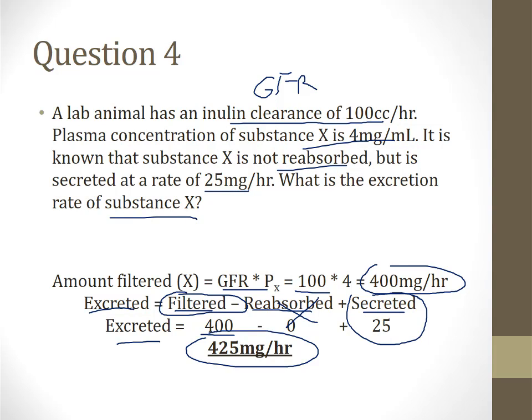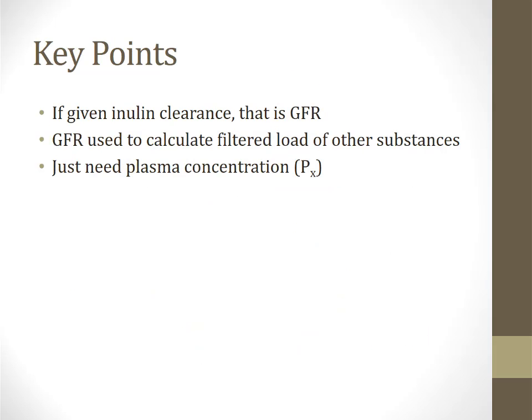And once again, this problem shows a general point, which is the amount of anything that is excreted is equal to the amount filtered minus the amount reabsorbed plus the amount secreted. This comes up again and again in renal physiology. I'll leave you with a couple of key points. Anytime they tell you the inulin clearance, they are giving you the GFR, and the GFR can be used to calculate the filtered load of other substances as long as you have the plasma concentration of that substance.